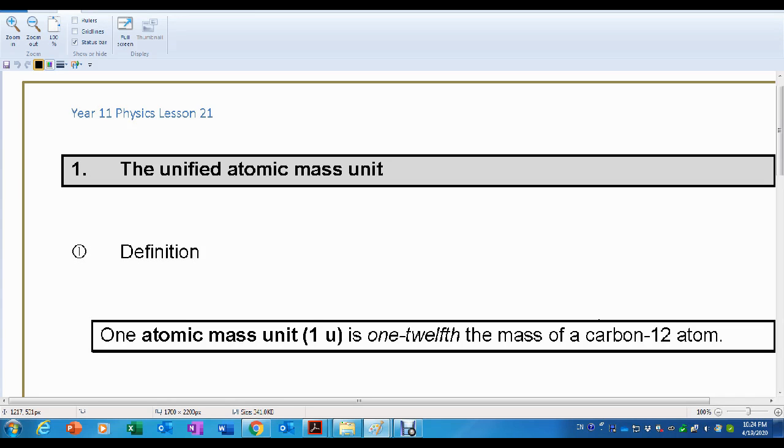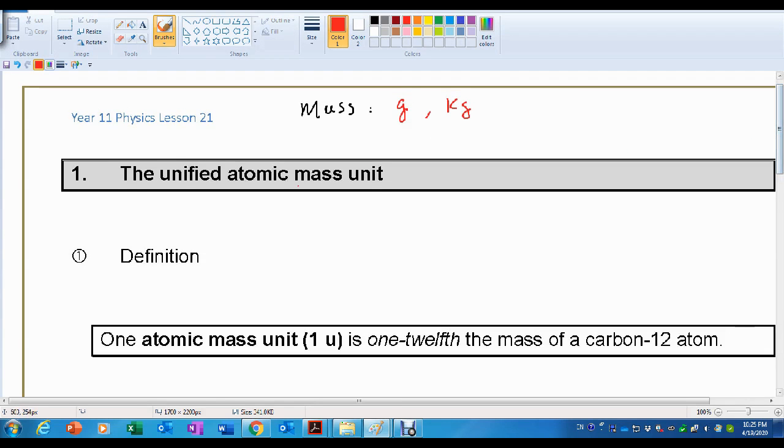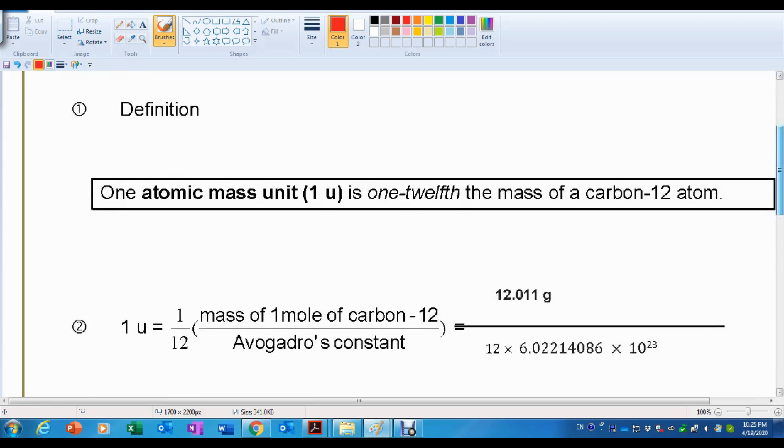Okay, and here we're going to use a similar approach but for the mass. So normally, what common units do we use? Normally for mass, the units we use are gram and kilogram, okay? But now we are going to use another unit, which is the unified atomic mass unit.